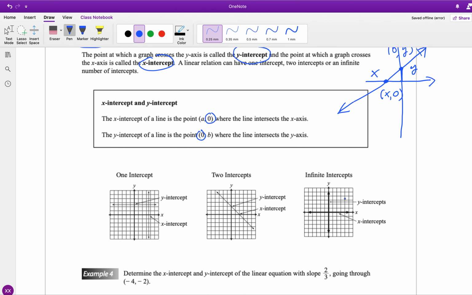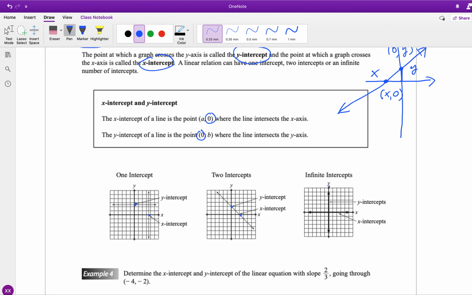All right, so if you have a horizontal line, you only have a y-intercept. If you have a vertical line, you only have an x-intercept. If you have any line that has a slope, it doesn't matter whether it is a positive or negative slope, then you have for sure two intercepts.